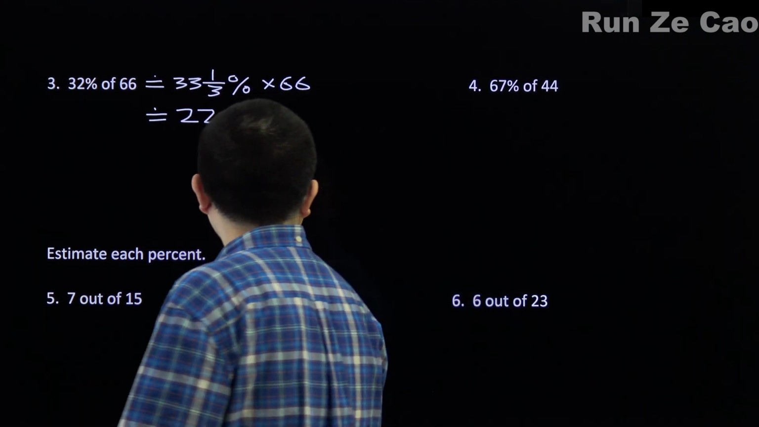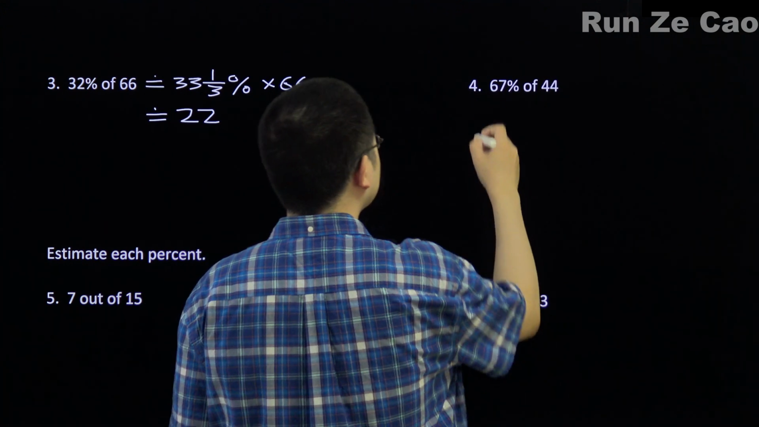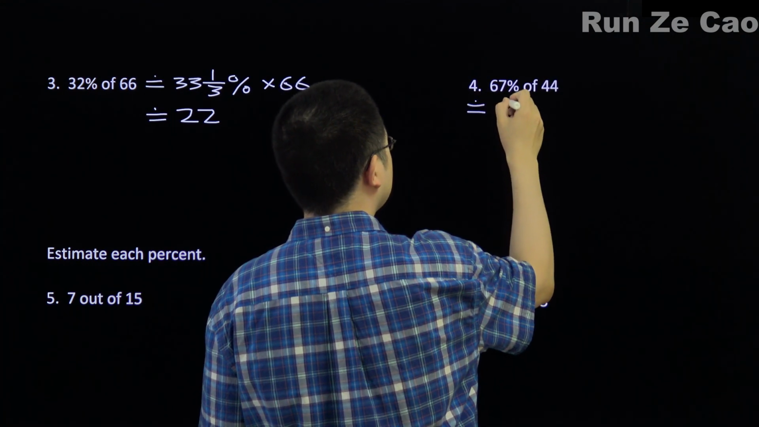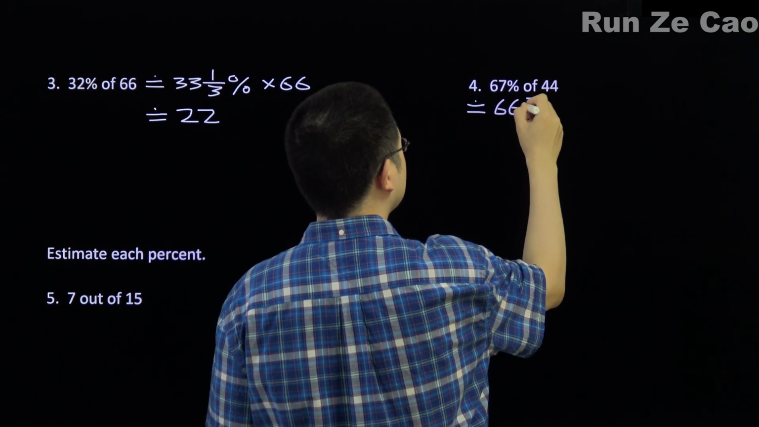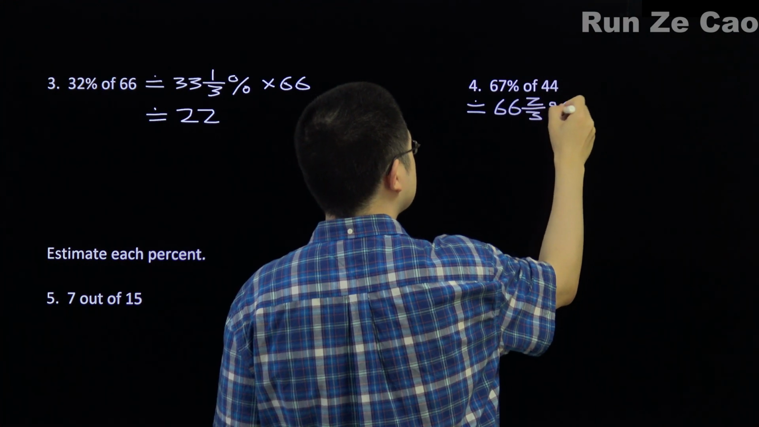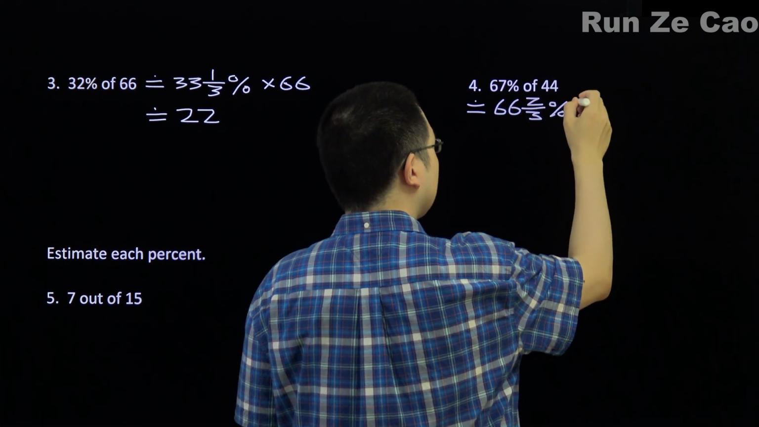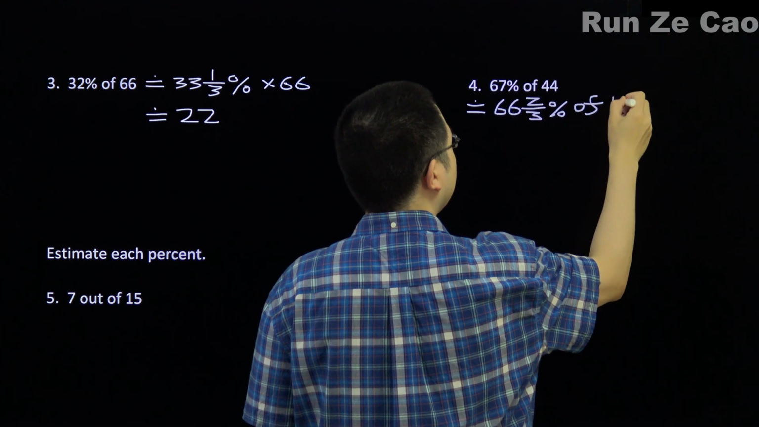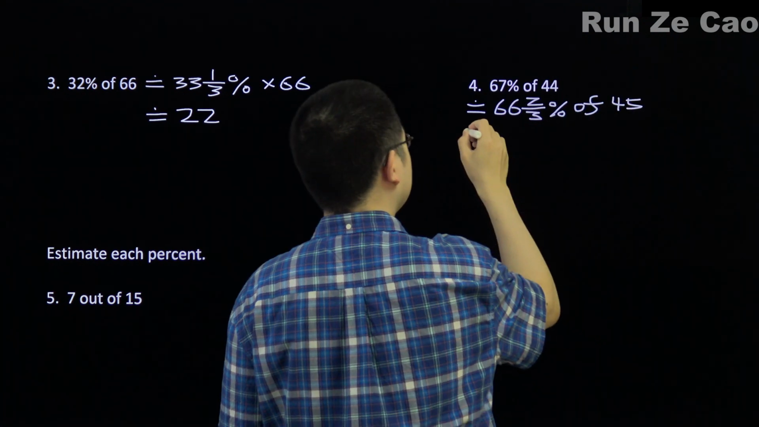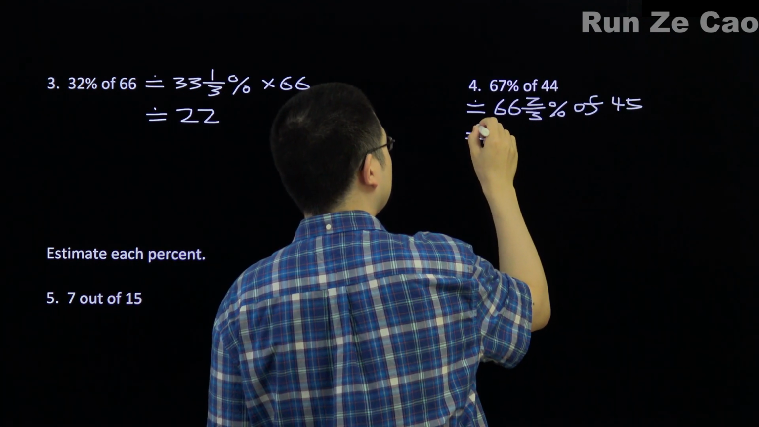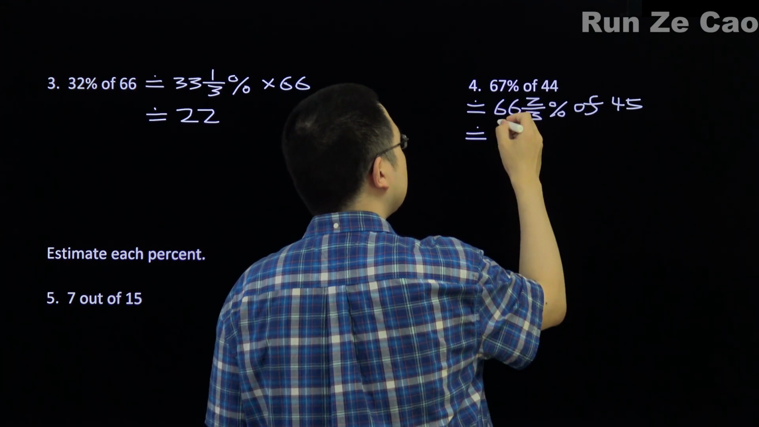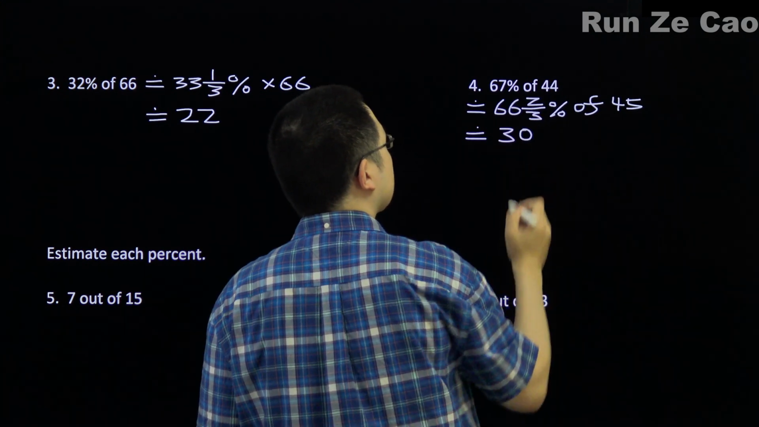67% of 44. Well, that's approximately 66 2/3%. So it's 2/3 of 45, approximately. This will give you approximately 30.